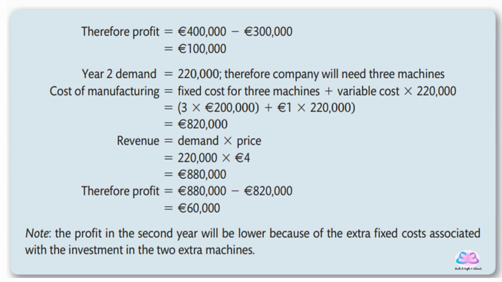So revenue equals demand times price. Our demand is 220,000 times the price, which is 4 euro. So 220,000 times 4 euro equals 880,000. Therefore, the profit equals 880,000 euro minus 820,000, which equals 60,000 euro. Now note, the profit in the second year will be lower because of the extra fixed cost associated with the investment in the 2 extra machines.